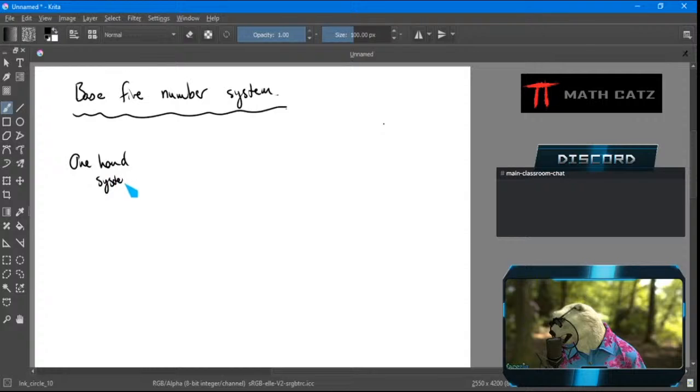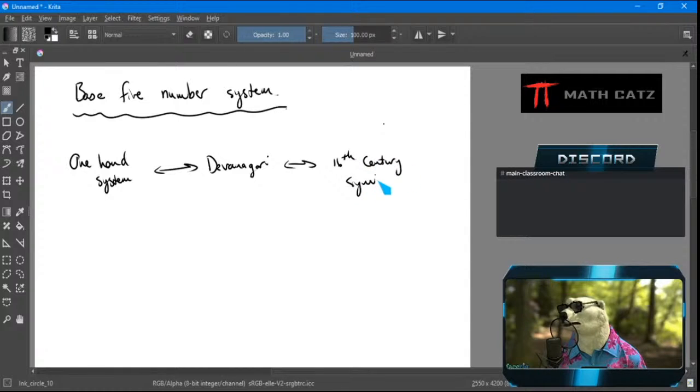One hand system. Go forward in time to the Devanagari system or symbols. I don't know if I spelled that right. I probably didn't. Go forward in time a little bit and use the 16th century symbols. I don't think they have a name. No difference between these at all, other than appearance, really.